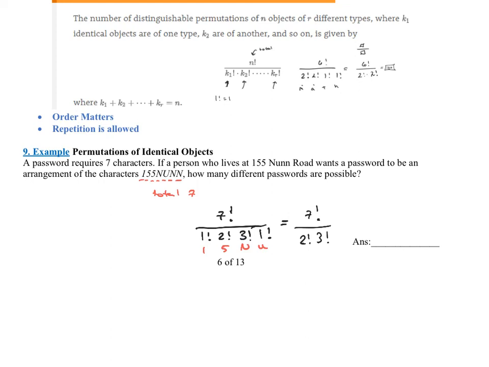Go ahead and do that now. I seem to be getting 420 distinct ways, distinct passwords using 155 Nunn. Those would be distinct passwords.